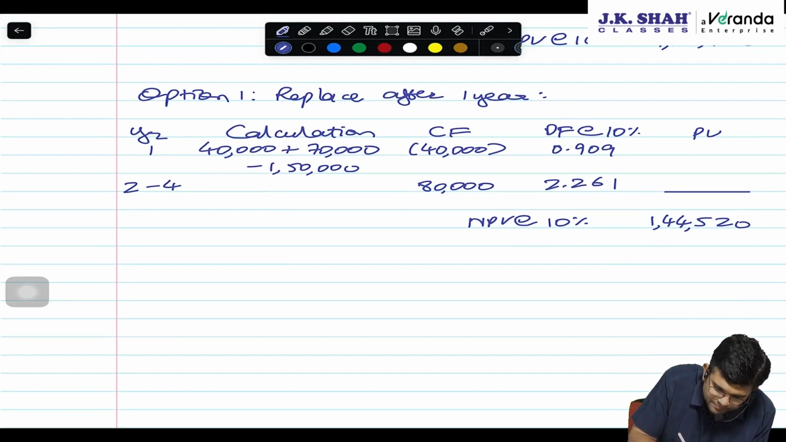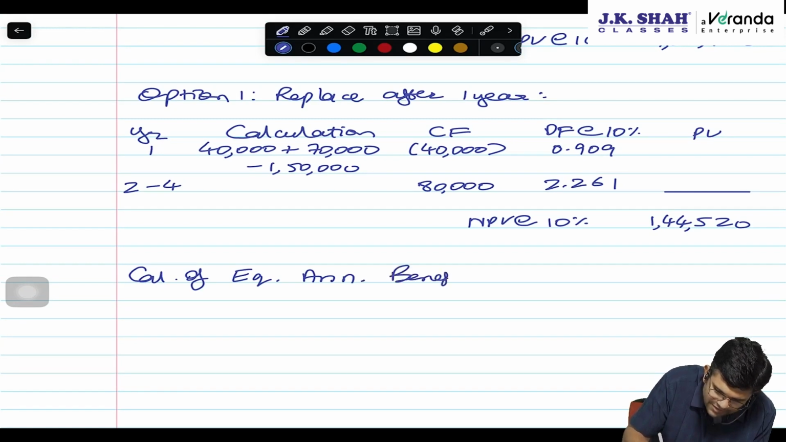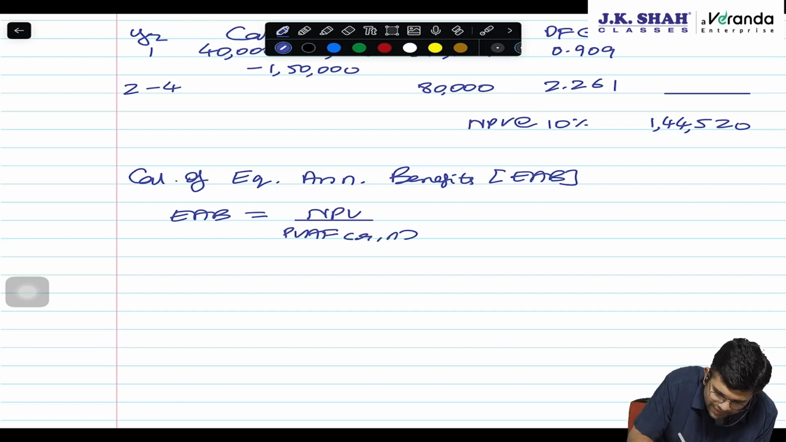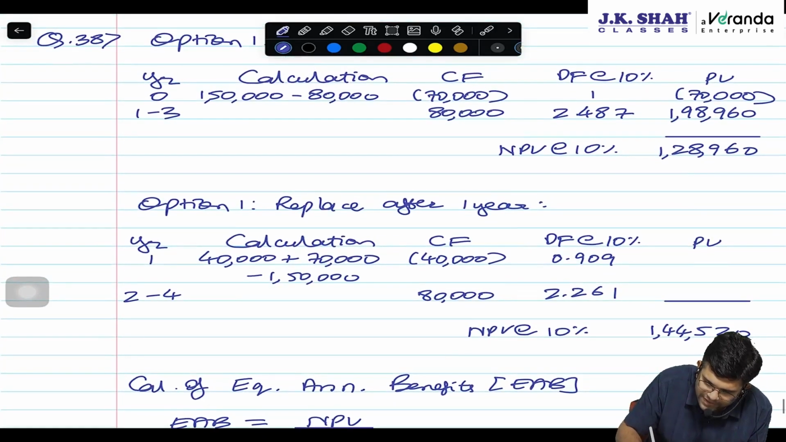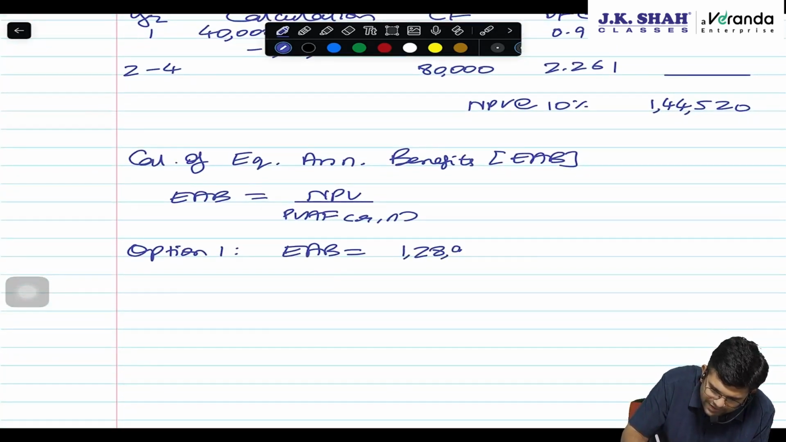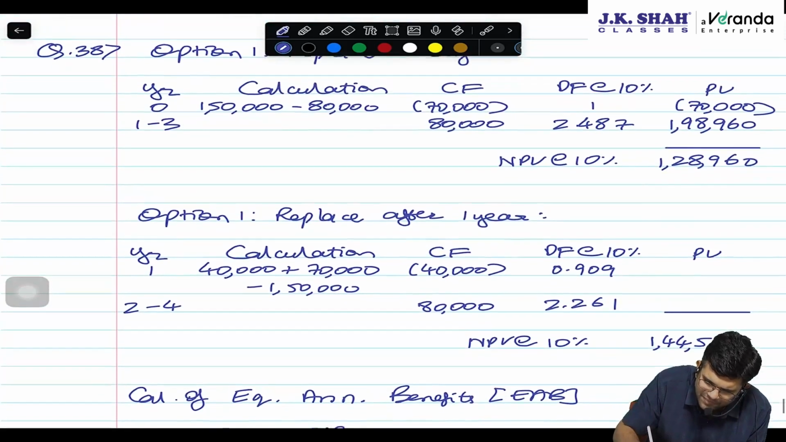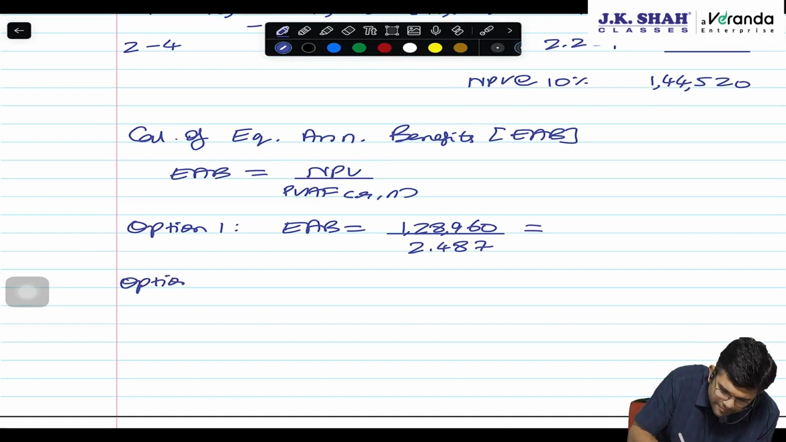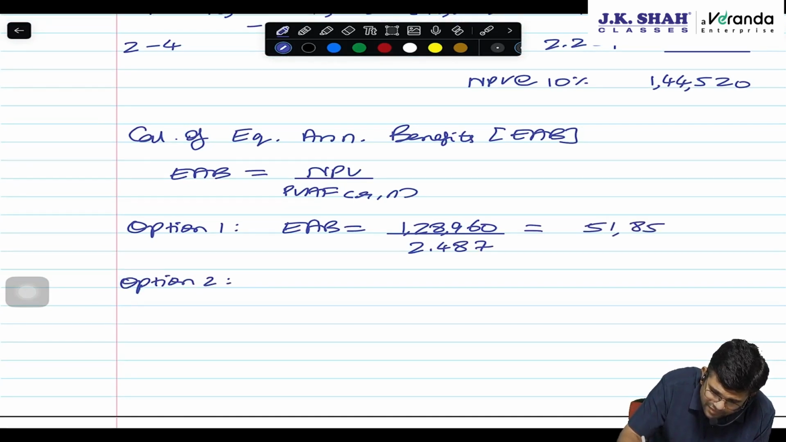So I'll say calculation of equated annualized benefits or gains, EAB. What will be the formula of EAB? NPV divided by PVAF of R comma N. Option 1 EAB will be 128,960 divided by that same number, 3 years, 2.487, which is 51,854.